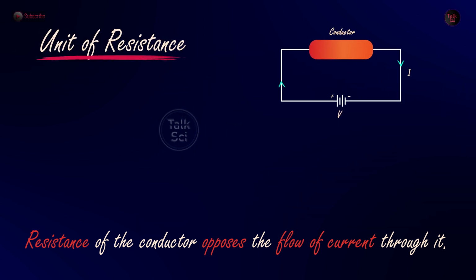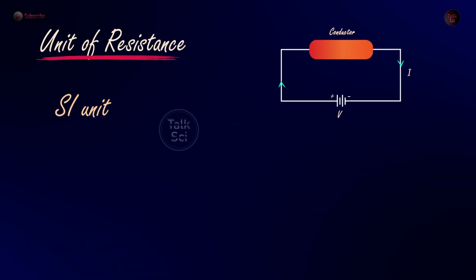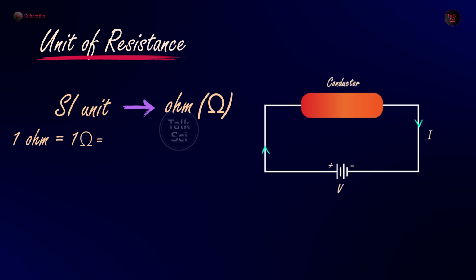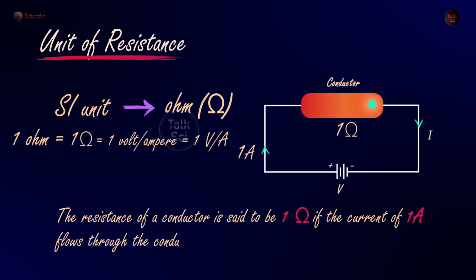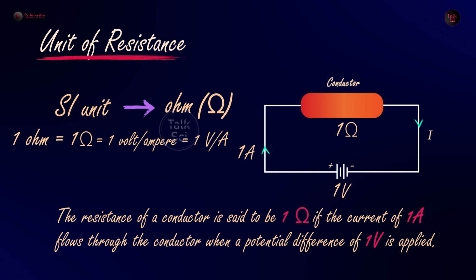Now, what is the unit of resistance? The SI unit of resistance is ohm, denoted by the Greek letter omega. We can say resistance of a conductor is 1 ohm if the current of 1 ampere flows through the conductor when a potential difference of 1 volt is applied.